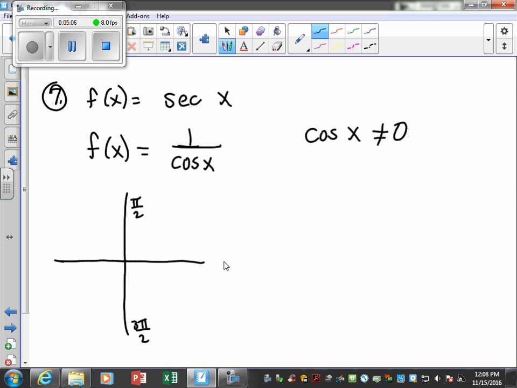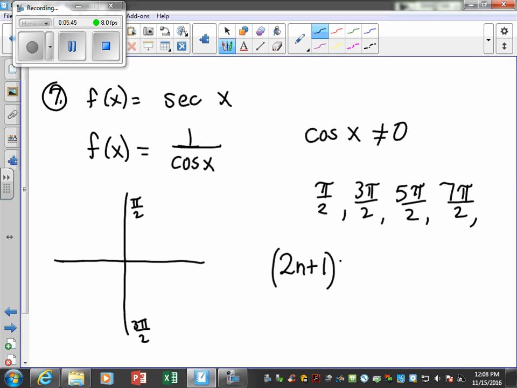Now what if I kept going? That was for one rotation, so cosine of x is equal to 0 at pi halves and at 3 pi halves. What if I went around one more time? Then that would be 5 pi halves and 7 pi halves. And if I went around another revolution, it's all those places. So the cosine of x is equal to 0 at pi halves, 3 pi halves, 5 pi halves, 7 pi halves. And what would give us that value is 2n plus 1 times pi halves.